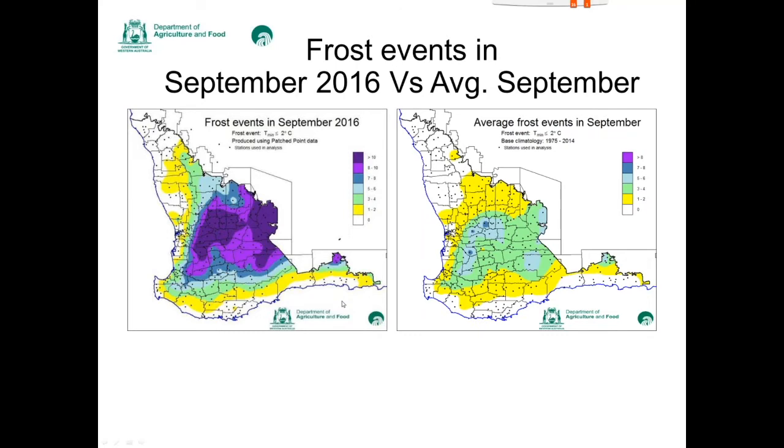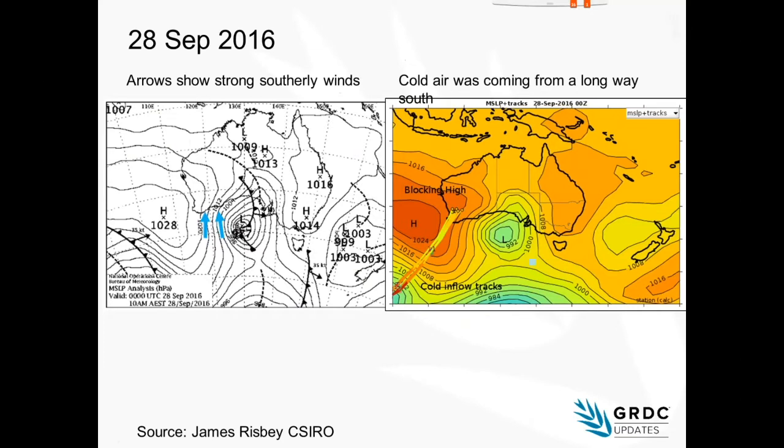What really drove that frost last year was this consistent weather pattern where we had weak cold fronts going through. Behind those weak cold fronts, we had the southwesterly flow, which brought up a lot of cool air. And if we look across this graph here, a lot of that cold air was actually coming from a long way south. I've been working with James Risby in sowing, and he's been tracking the cold air particles during frost events.